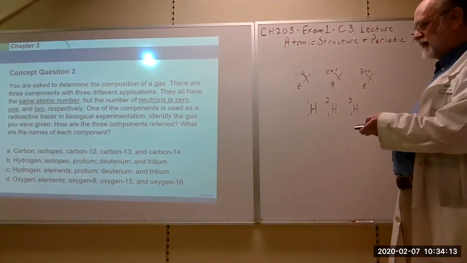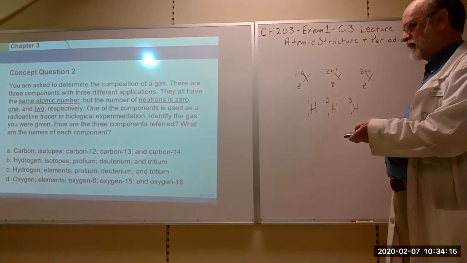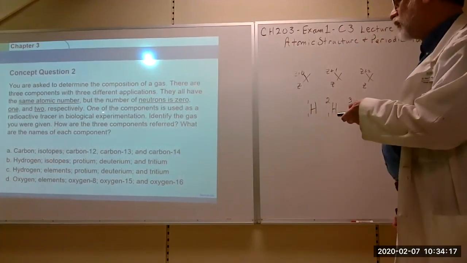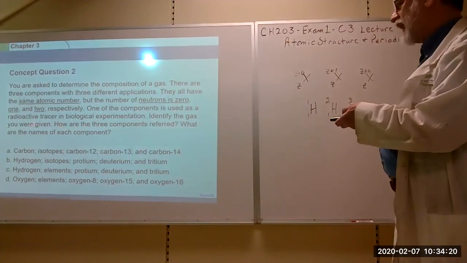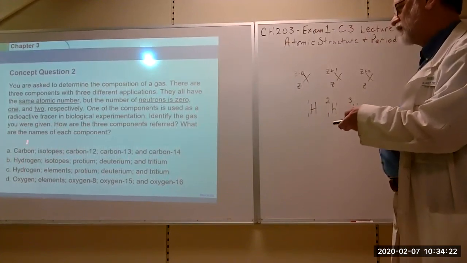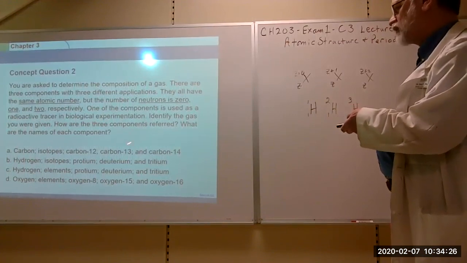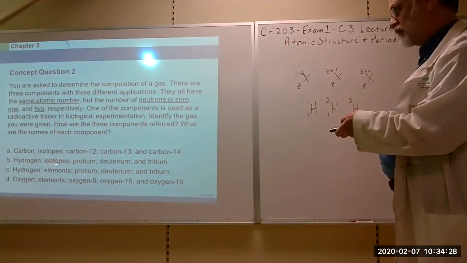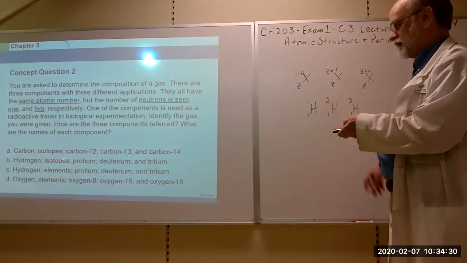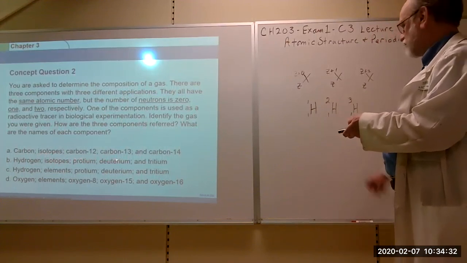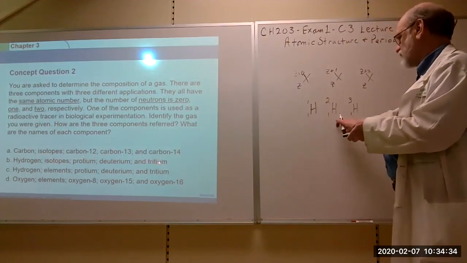So that means hydrogen is the gas. Okay, hydrogen is one of these. How are the three components referred? They're isotopes because they have different numbers of neutrons. Protium, deuterium, tritium.